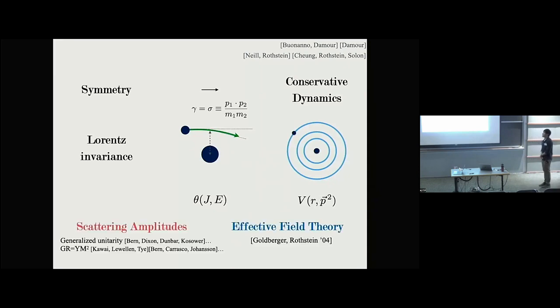Now we really have a synergy from two different fields. We have the scattering amplitudes, using generalized unitarity, double copy, and effective field theory, and combining these two areas, we march on to the precision frontier of binary dynamics.